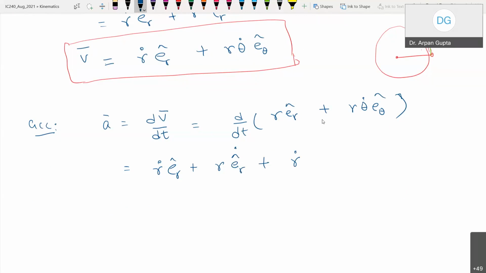Now here we have three terms, so we have to do it three times. R dot theta, not theta, yeah, theta dot e theta cap plus r into theta double dot into e theta cap plus r into theta dot times e theta cap dot. So total we have these five terms, and so this is r dot into e r cap, that is straightforward. The next term is r into e r cap dot.